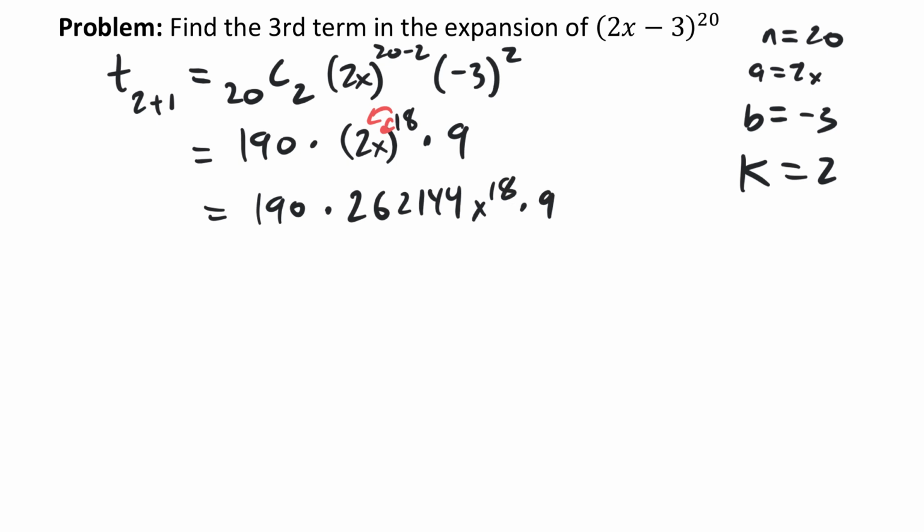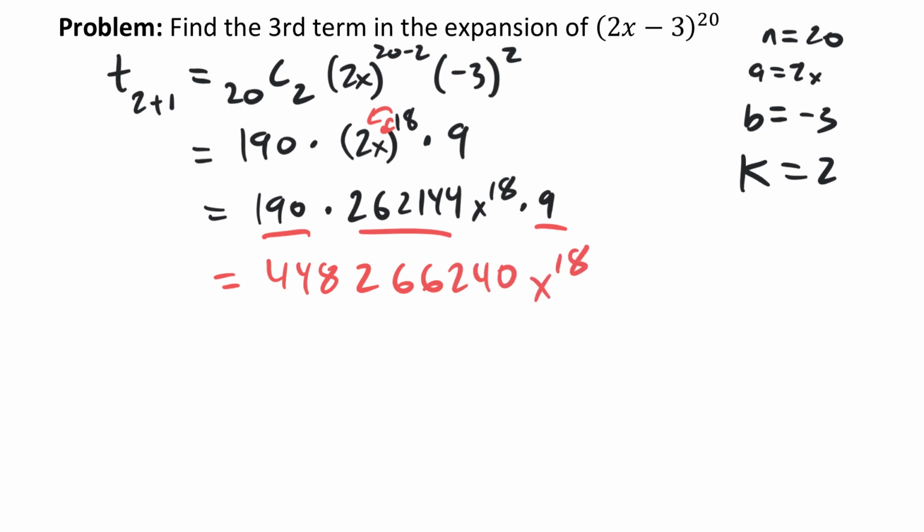Now again, we can group all of these numbers together to get our final coefficient. Because we're multiplying, we can do it in any order here. So this should give us a final value of 448,266,240, x to the power of 18. All right.